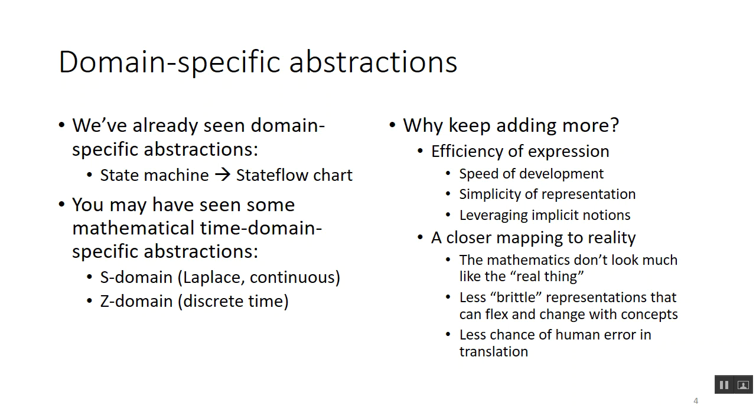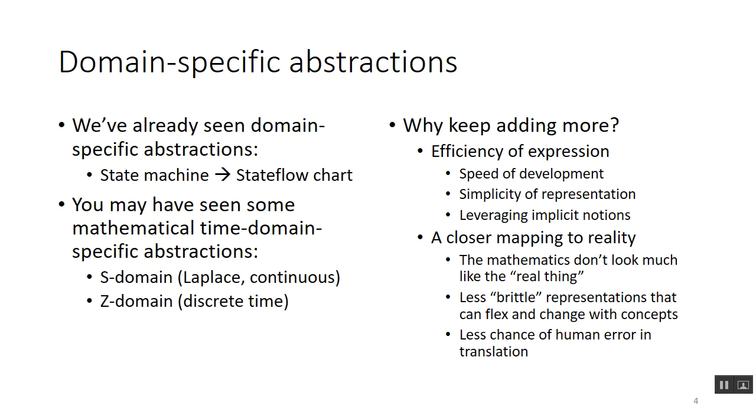And have you guys already seen Z transforms and Laplace transforms? I'm sure. Yeah. And those are a certain type of domain-specific, time domain-specific abstractions of, okay, assume that you're at a discrete sampling time, and that's the Z domain. Assume that you have a continuous sampling time, and that's the S domain. So why keep adding more? Isn't that enough?